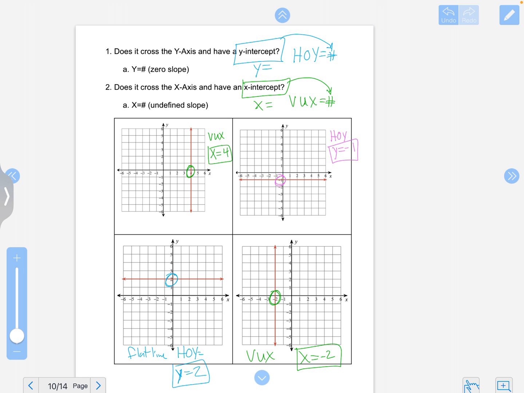Horizontal flat lines are y equals, they have a y-intercept. Vertical lines are undefined and they have an x-intercept. And that's about all I have to really help us out with this.